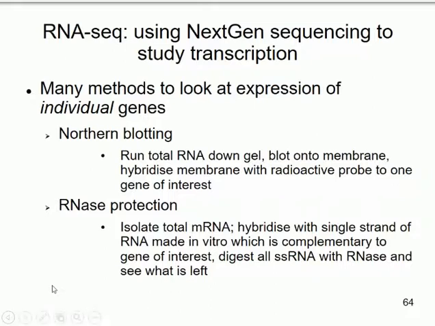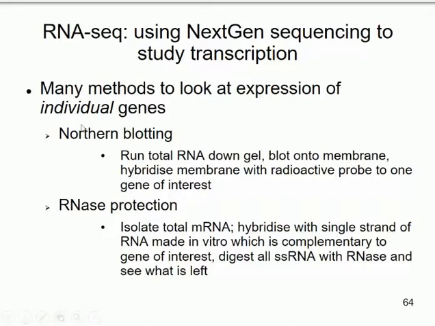Now, as you will probably know, there's lots of ways that you can look at the expression of individual genes. And these have been around for, in some cases, 30 or 40 years. The classic one, the original one that people used, was northern blotting, where you'd run RNA down a gel, you'd blot the RNA onto a filter, you'd hybridize a radioactive probe corresponding to the sequence of the gene you're interested in to that filter, and if it lit up, it meant that your gene was being expressed. That works pretty well, and those of us of a certain age are very familiar with those sorts of things.